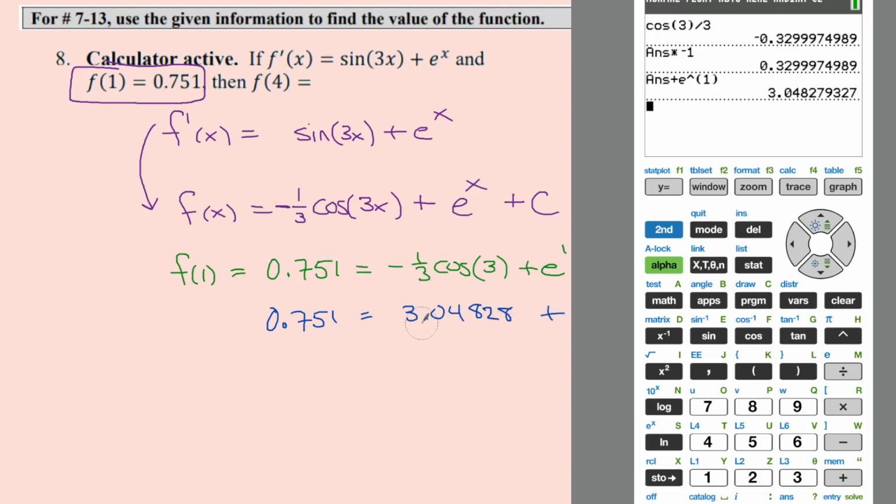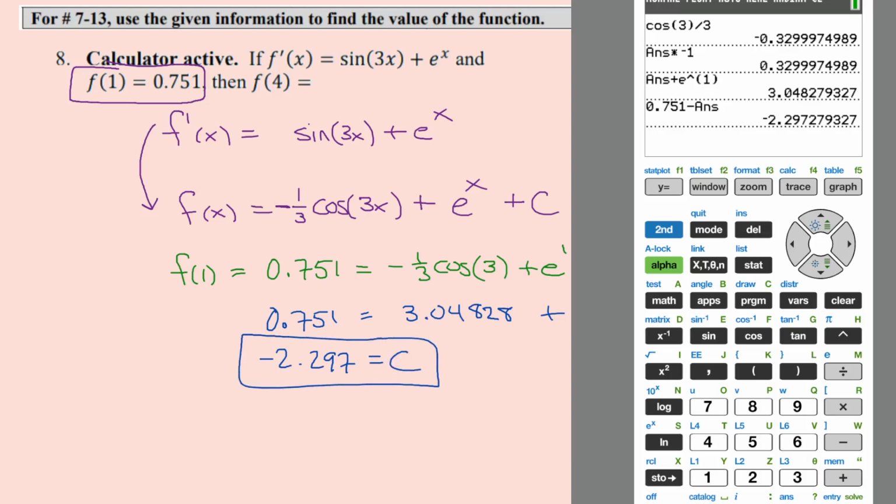Plus c. So now I want to subtract that from the other number to actually get c. So if we did 0.751 minus our previous answer, then that number should be c. So negative 2.297. All right, so I accept that as our value of c.